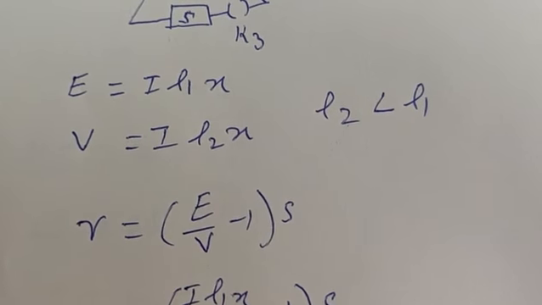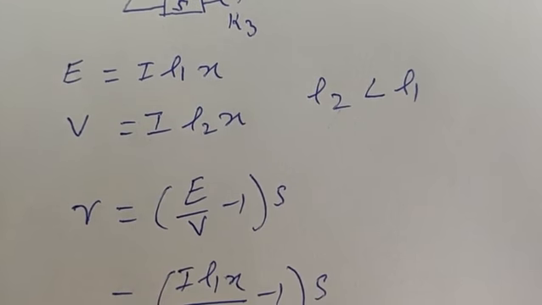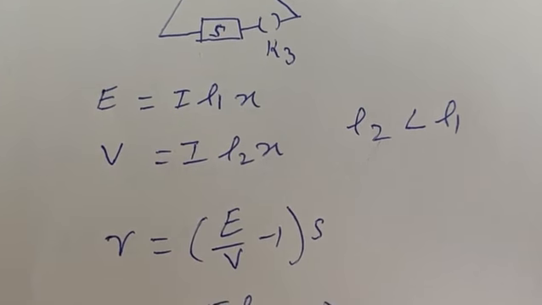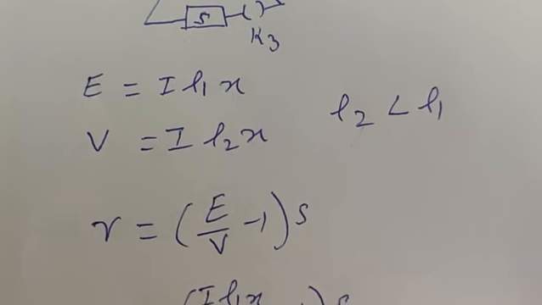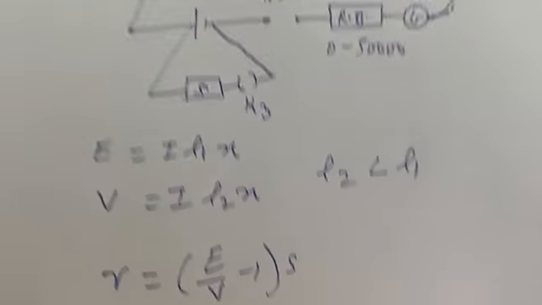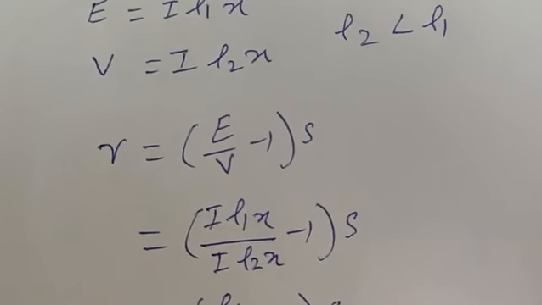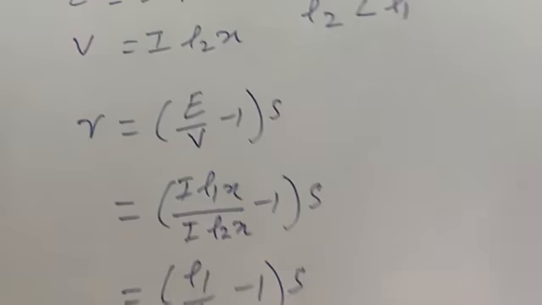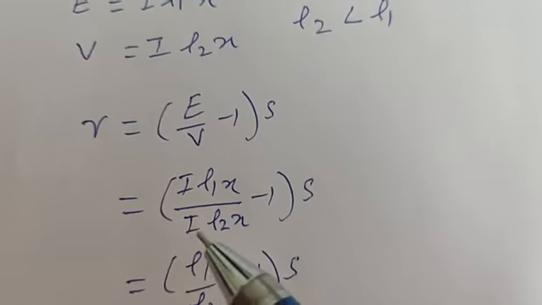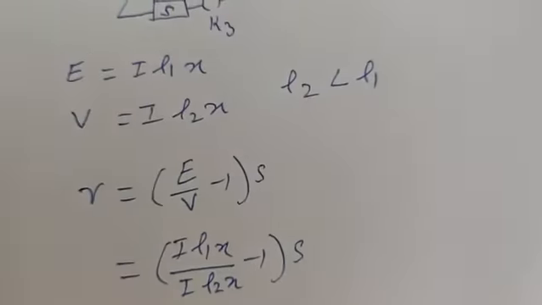So if you are getting L2 more than L1, it means somewhere there was an error. Either your second reading is incorrect or the first one was incorrect. So we know E is equal to I L1 X and V is equal to I L2 X. We know internal resistance r is equal to (E by V minus 1) into S, where S is the resistance removed from this resistance box. So we substitute: r will be equal to (I L1 X upon I L2 X minus 1) multiplied by S. X will be cancelled, I will also be cancelled. So (L1 by L2 minus 1) into S, that will be the internal resistance.